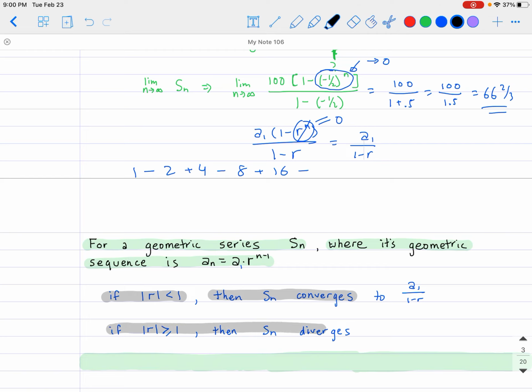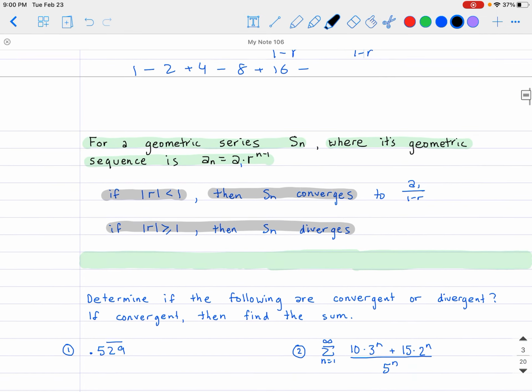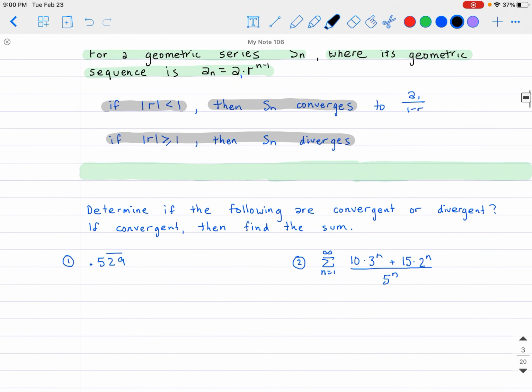Okay. So that was the conclusion of all the stuff that you learned back in Algebra 2. All right. So now let's see how that works out, just to refresh your memory once again. Here in this first problem, I want to find out what this is going to be equal to. For each of these problems, I want to determine if the following are convergent or divergent. If convergent, then find out the sum.